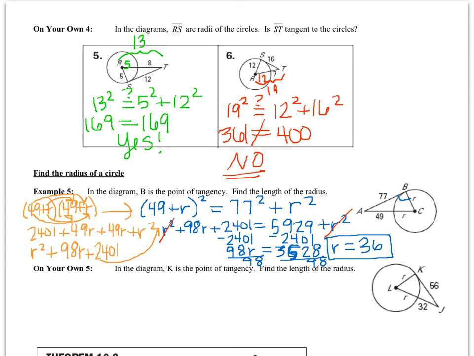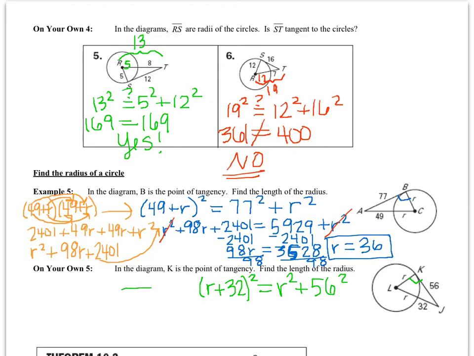Let's try this next one. Okay, it's the same problem. It says K is a point of tangency, so we know this is our right angle. Find the length of the radius. So my hypotenuse is going to be r plus 32, the quantity squared. I could have put 32 plus r, either way, equals my leg squared, so r squared plus my other leg squared, 56 squared.